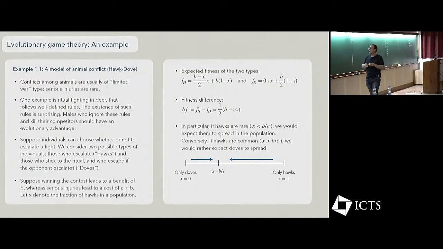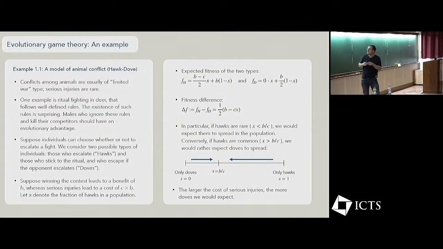So at some point in the middle, they would probably meet. At some point, they would have the same fitness. For these parameter values, you can actually calculate where they have the same fitness. It's exactly when the fraction of hawks is B over C. And so you would expect, naively from an evolutionary process, that there are some forces that push you towards this point. Okay. So this is kind of a naive evolutionary perspective.